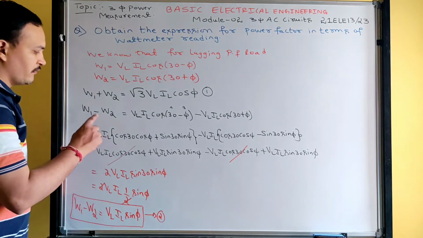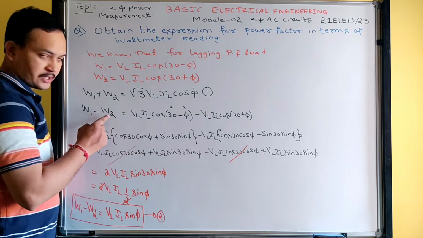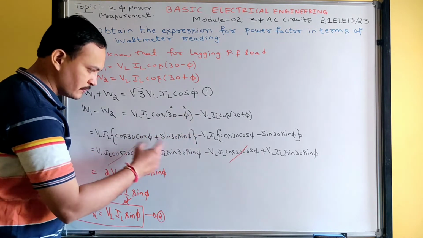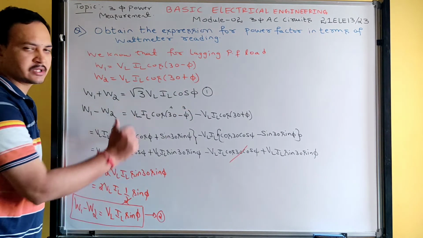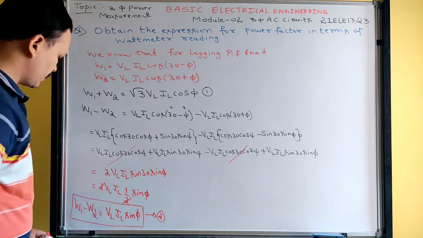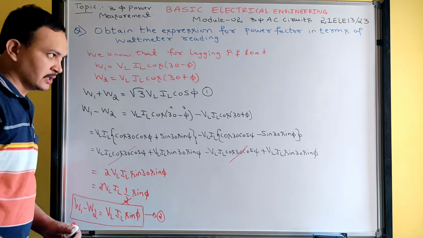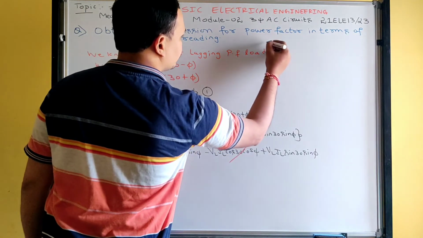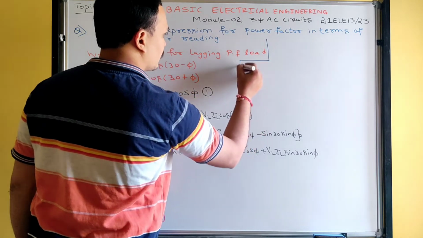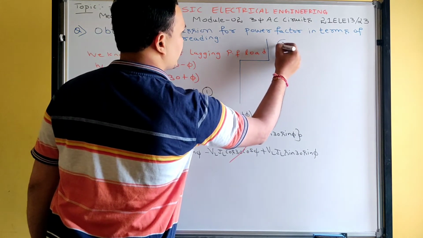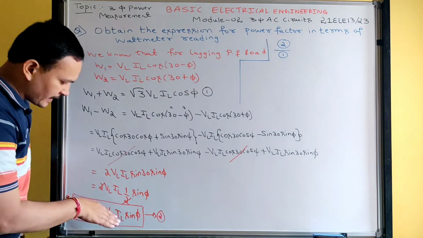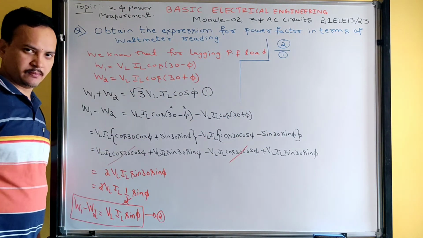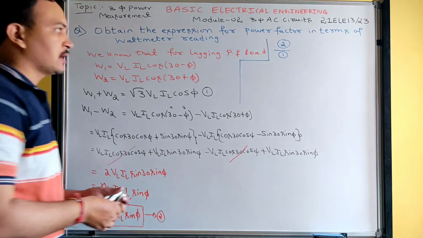Same thing, if I add the 2 readings, W1 plus W2, put plus here, simplify, then you will get this equation. Refer to the previous lecture if you need. Now after finding this, divide equation 2 by equation 1. So divide the second equation by the first equation. Why, I will tell later.